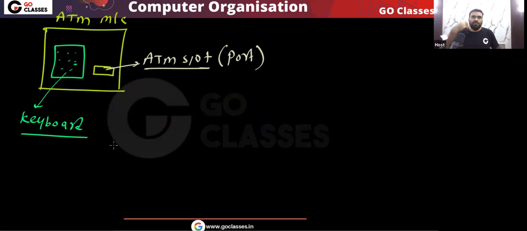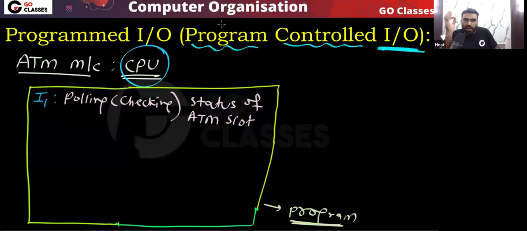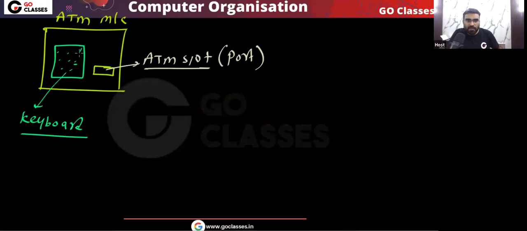So from here, what I want to tell you is that in this program controlled IO, can the IO device give a signal for attention? Is it possible? In this program controlled IO, can the IO device, can the keyboard, give a signal for attention? Please tell me. Can this keyboard give a signal for attention to the ATM machine, to the CPU? No, it will not give.